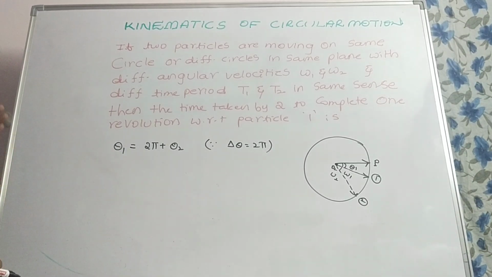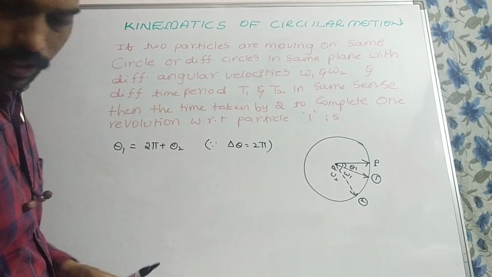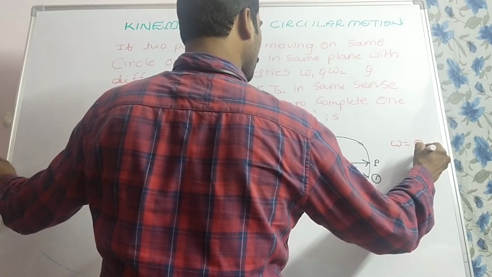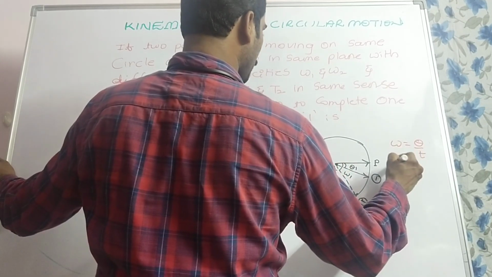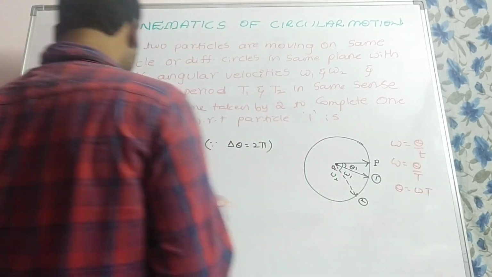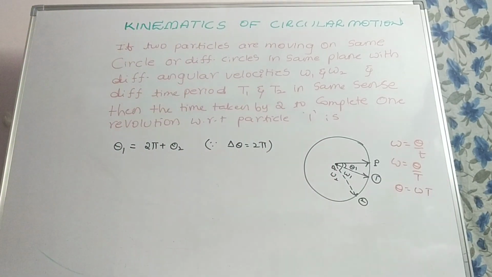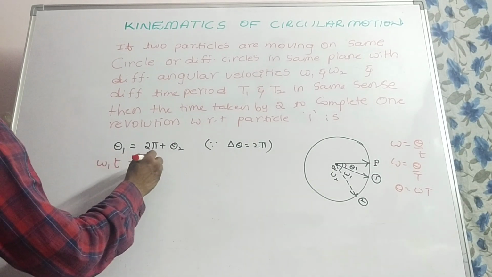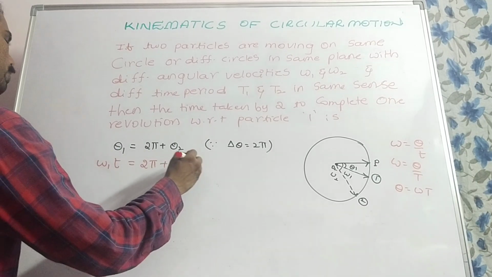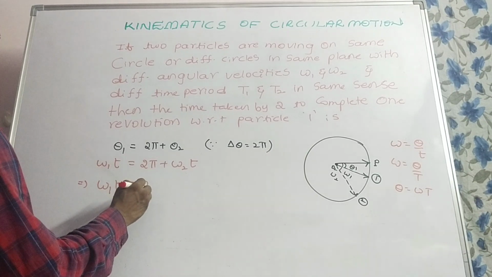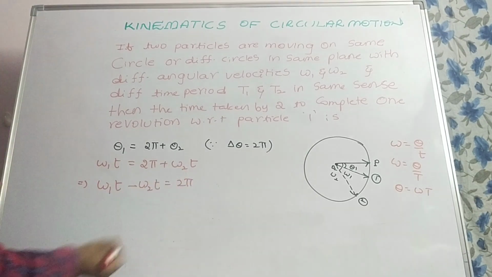The angular displacement is 2 pi. But we know angular velocity omega is equal to theta by t for a complete rotation, so theta can be written as omega into t. In this situation, omega 1 into t is equal to 2 pi plus omega 2 into t. That implies omega 1 t minus omega 2 t is equal to 2 pi.